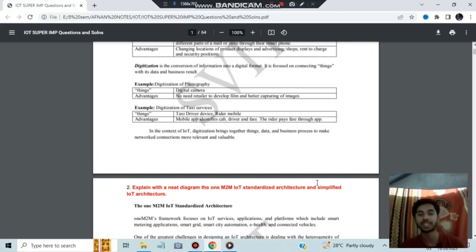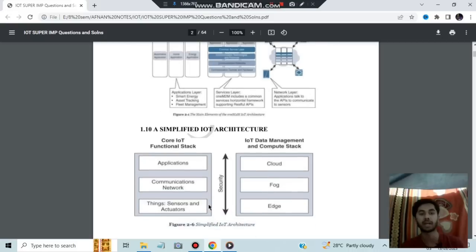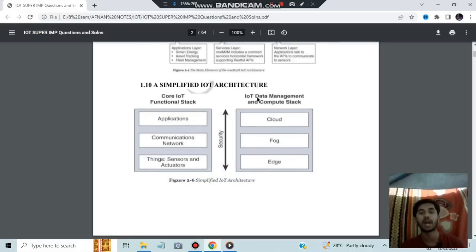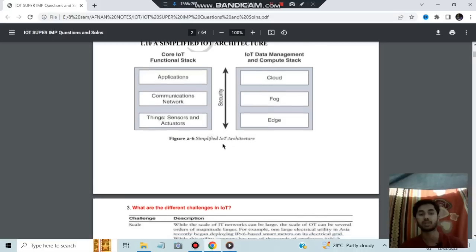And what is the simplified IoT architecture? They have asked that also. In the simplified IoT architecture, you have the core IoT functions and the IoT data management and computing stack. What are the applications, communication network, things, and sensors and actuators? All of these three combined form some functions, the functions you need to perform the applications and the solutions. There is a security layer in between. And the cloud, fog, and edge layer is nothing but the layer in which you are going to use the data, for the different types of latencies. We'll discuss these three in depth, so don't worry about that. If you want more information, refer to the notes or watch the theory video.